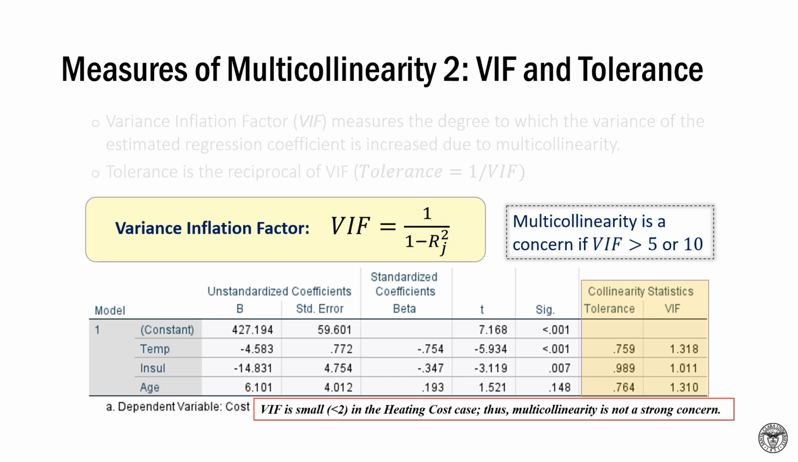Using software like SPSS, the coefficient table will also comprise the tolerance and VIF values for each independent variable. In the heating cost case, as demonstrated in this table, all VIF values are below 2, indicating that multicollinearity does not pose a significant concern for the heating cost regression model.